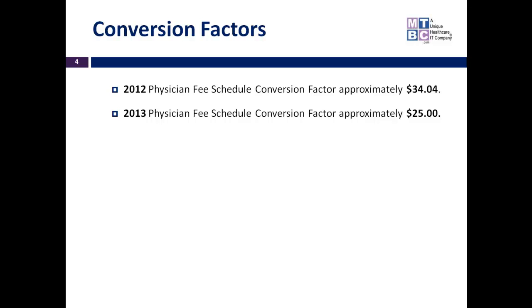The conversion factors. This is basically where we're looking for Congress to act. For 2012, the conversion factor was approximately $34.04, and as it stands right now, the conversion factor for 2013 is about $25. You can just see by the math. I'm not sure if you actually know the formula, but the conversion factors are obviously a part of the formula for determining the allowable rate. And just by dropping the $7.04, it could substantially affect the amount of reimbursement you receive.